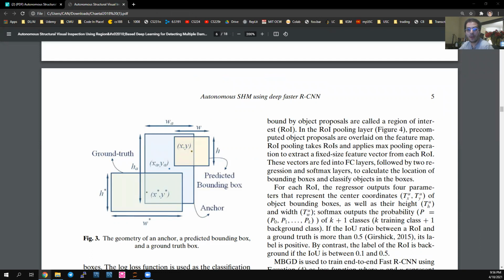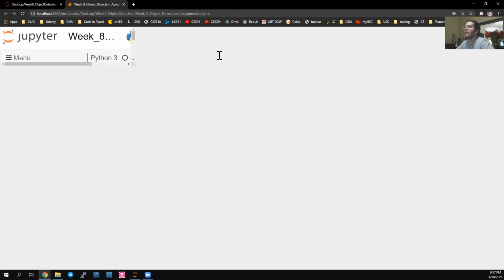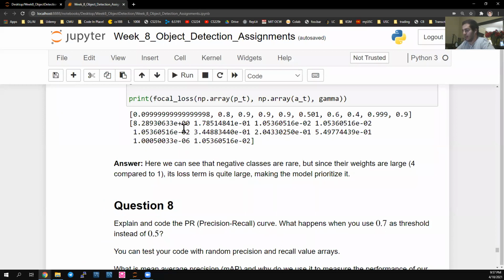Question 7 is important because now we're starting to talk about classification loss. We have binary classification. In binary classification, we are asking if something is there or not. It's a really simple method, but I should actually be showing these. These are my answers for question 7. I will not be sharing any code.